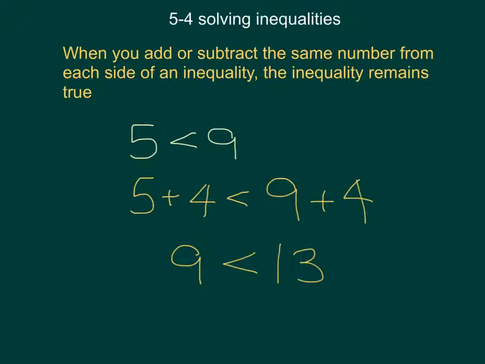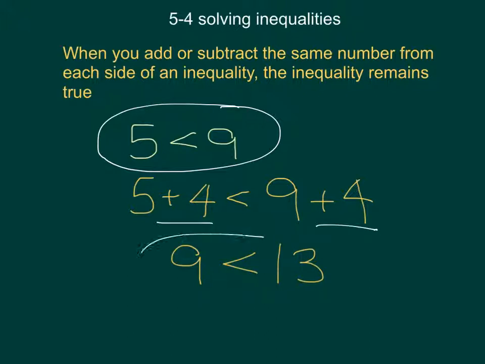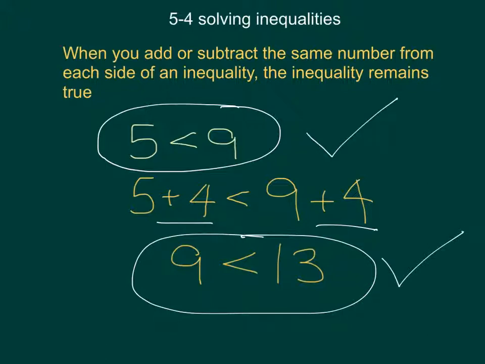Lesson 5-4, Solving Inequalities. When you add or subtract the same number from each side of an inequality, the inequality remains true. So for example, if our original inequality is 5 is less than 9, if you add 4 to both sides, you get 9 is less than 13. Well, since we added the same number to both sides, the inequality is still true. It doesn't change the inequality. It might change the numbers, but the inequality is still true.